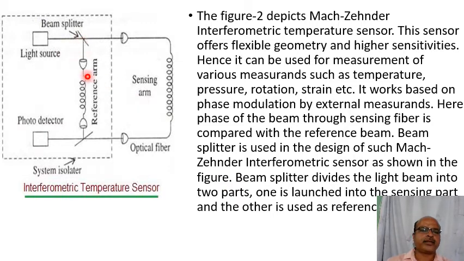So this beam splitter splits the beam. Some portion goes to this sensing arm, and the other portion we have to take as a reference. And we can sense the temperature, detect the temperature level, with the help of the photodetector. With the variation in the level of temperature, the output varies accordingly.